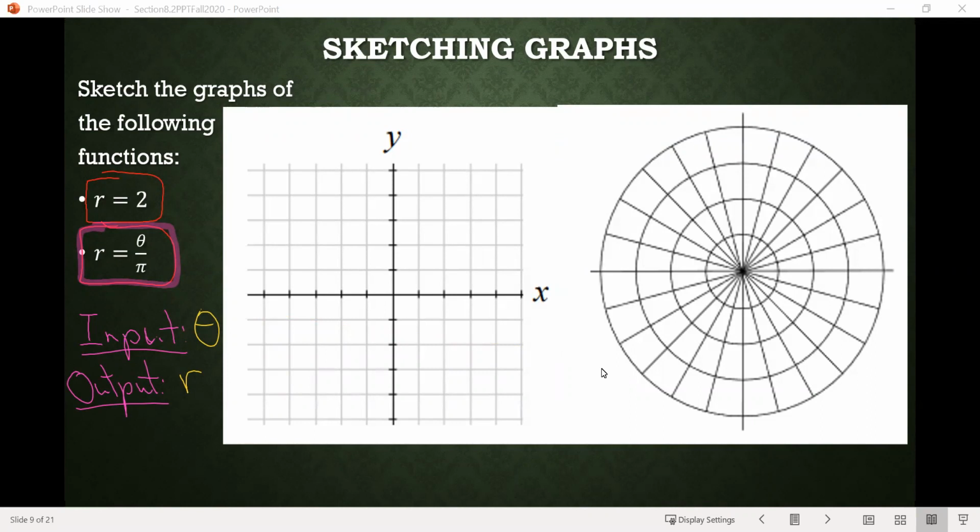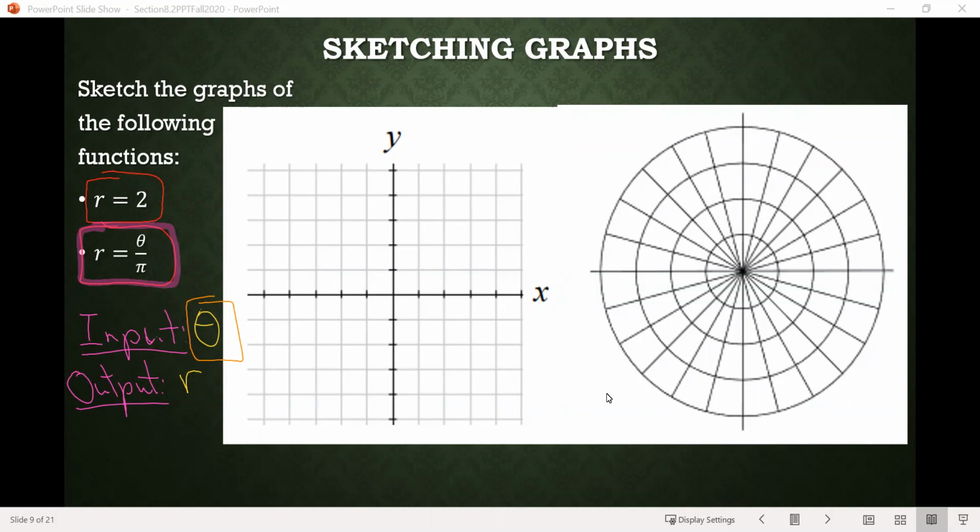So the first one we have is r equals 2. And notice in this case, it doesn't actually mention the variable theta at all, right? And so it seems not to matter what the value of theta is, the radius value is always 2. So it looks like this is some sort of a polar version of a constant function. So how could that work?